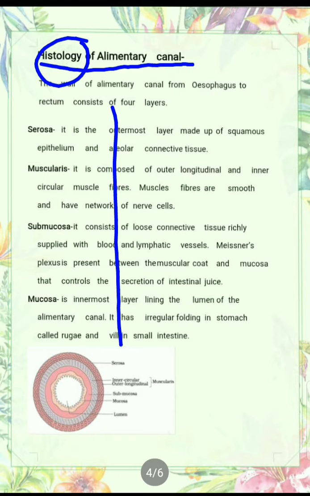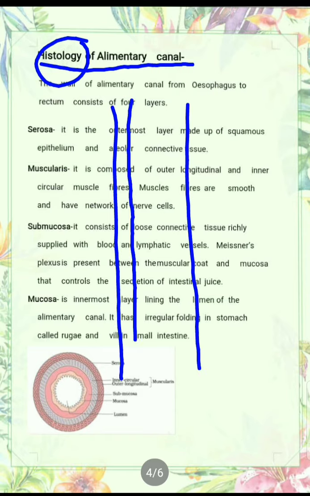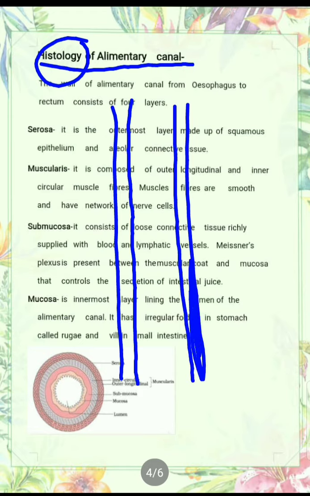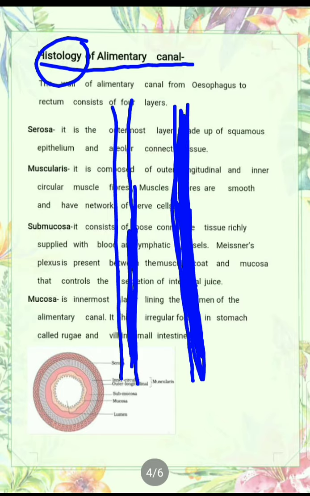For example, this is the alimentary canal and this is the wall of the alimentary canal. I am covering this structure. So we are studying the structure of the alimentary canal. Histology means how the alimentary canal is made up.